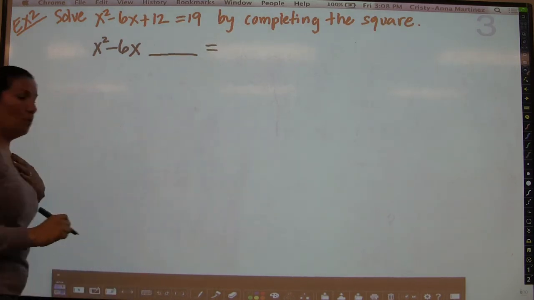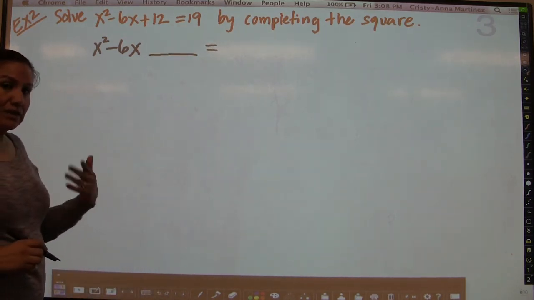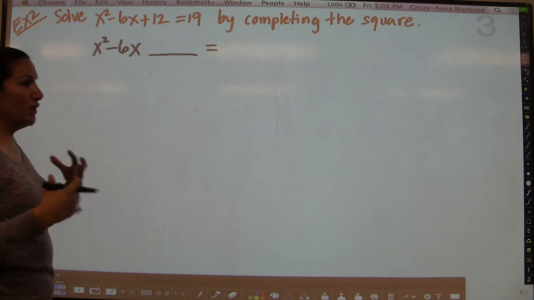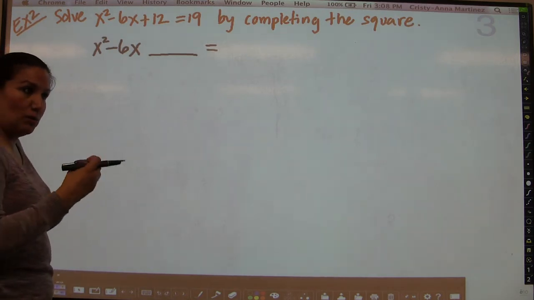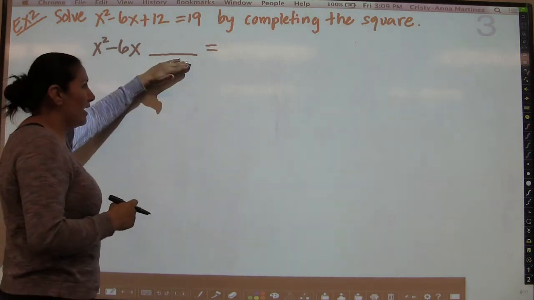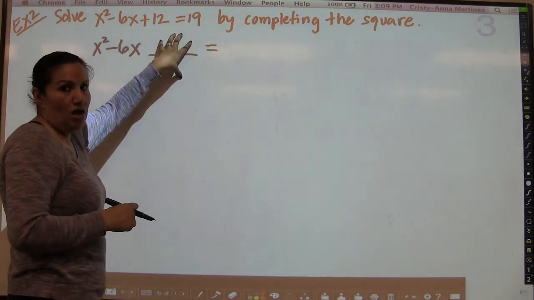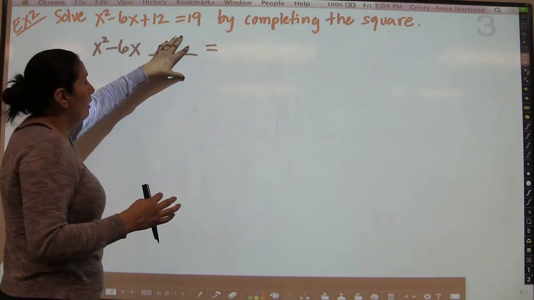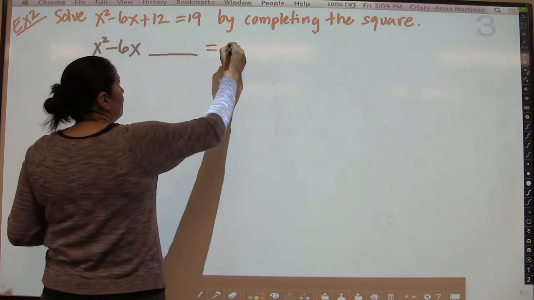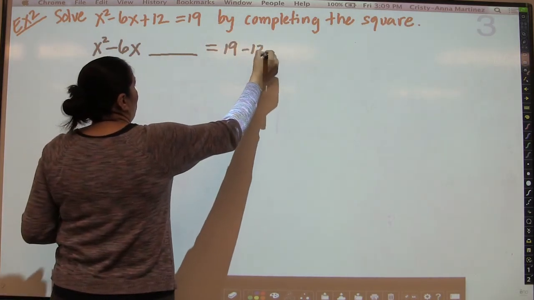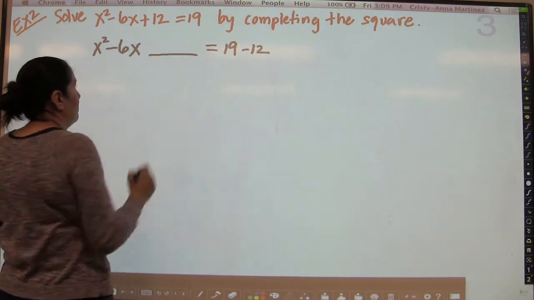It reminds me that when I say I'm completing the square, it means that I'm going to finish it off somehow. It's not finished yet, so I'm going to finish it off. So this blank kind of reminds me that I need to put something there that will complete the process. All right, so we have a 19 over here, and now we're going to have a minus 12 because I'm going to take this 12 to the other side.